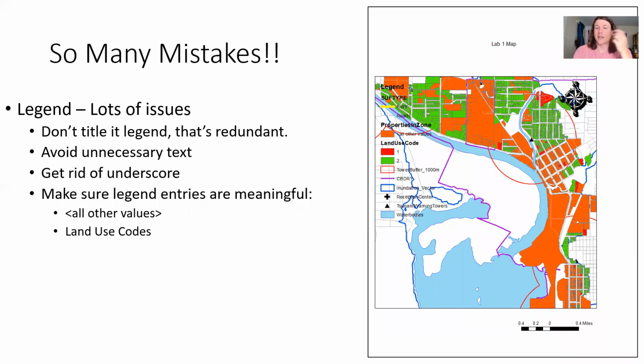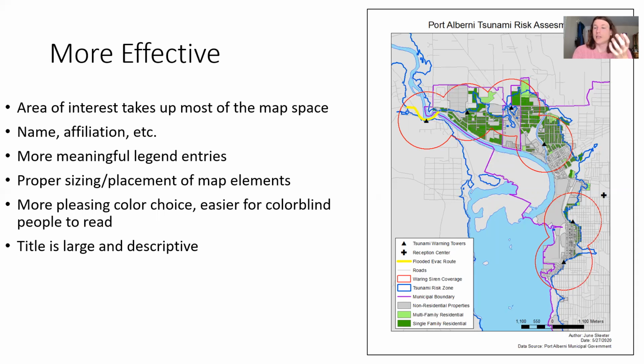So with this map, it's cutting off a significant portion of the area that we're looking at, which is obviously bad. You want to show everything that you need to show, but you don't need to zoom out more than you need to. The color choices are more pleasing. It's generally speaking easier for colorblind folks to read.